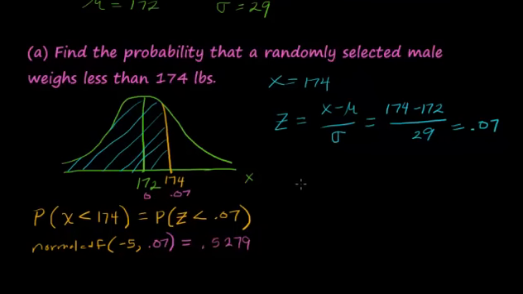And what we would say is there is a probability of 0.5279 of randomly selecting a male with a weight less than 174 pounds.